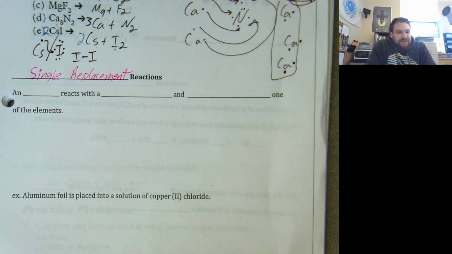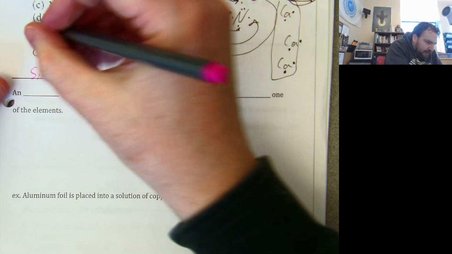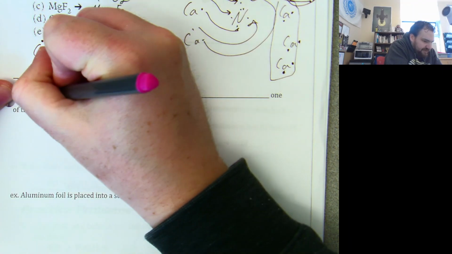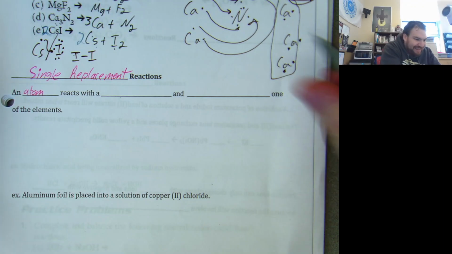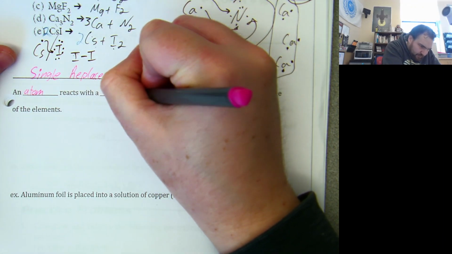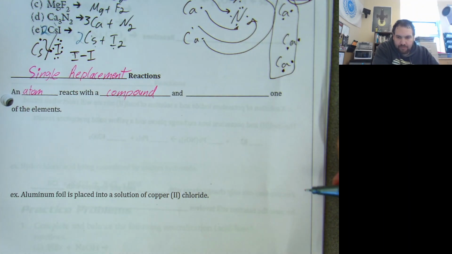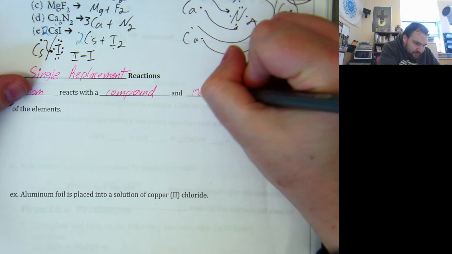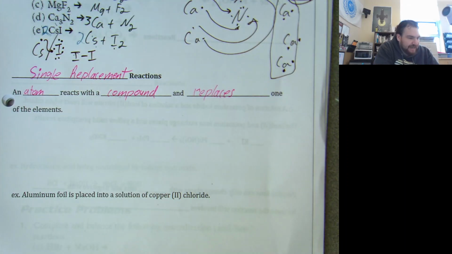Okay, so a single replacement reaction looks like this. An atom reacts with a compound and replaces one of the elements. It's exactly the way you think. It's a single replacement. One thing gets booted out. This is exactly the distracted boyfriend/girlfriend meme. So let's take a look at what that would be.